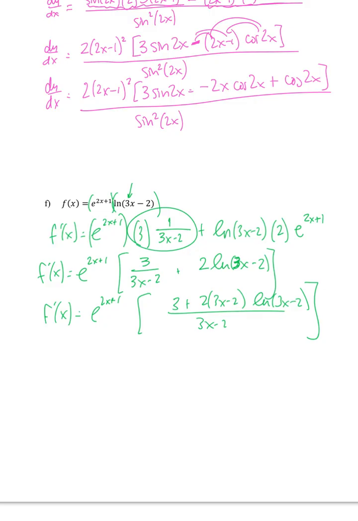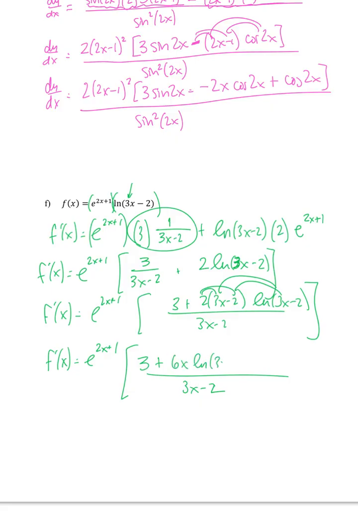And then here, I do need to distribute. Okay, now I'm distributing both the 2 and the natural log of the 3x minus 2. Okay, now you can do that in 2 separate steps if you'd like. Okay, but you are in AP Calc, so I'm going to do it at the same time. 3 plus 6x natural log 3x minus 2 minus 4 natural log 3x minus 2.